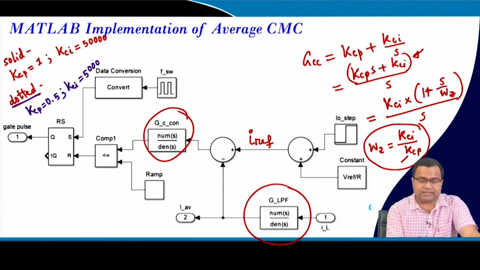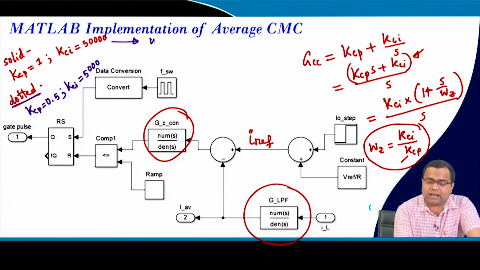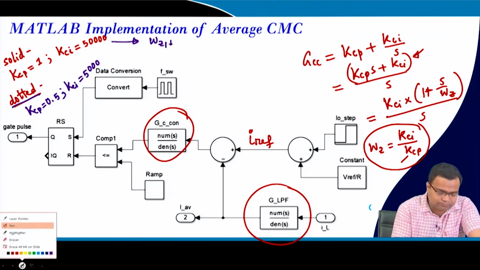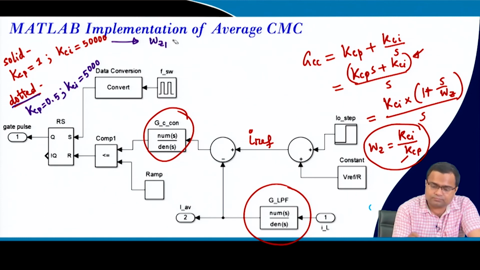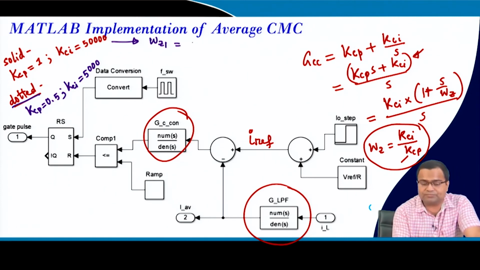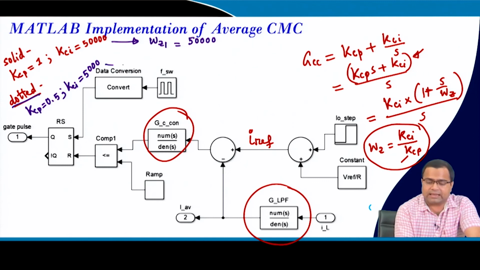That means, if you see omega Z1, which is equal to 50,000 radian per second, and here if you see omega Z2, it is simply 10,000.